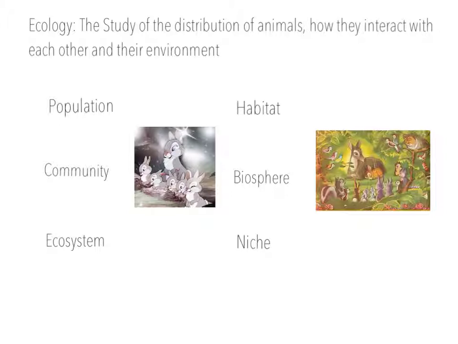Habitat is the place where the animal lives, like the type of place there is. Biosphere is all the ecosystems and landscapes on the planet. And niche is the living and non-living resources in that environment.